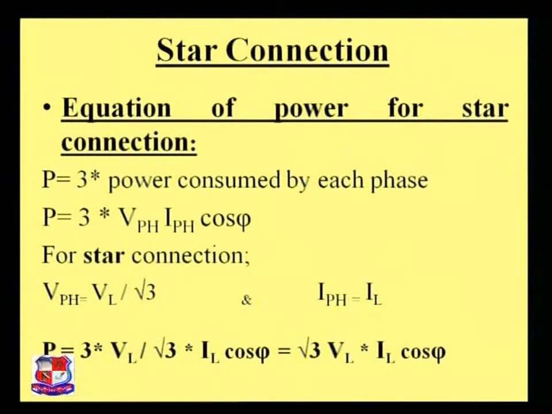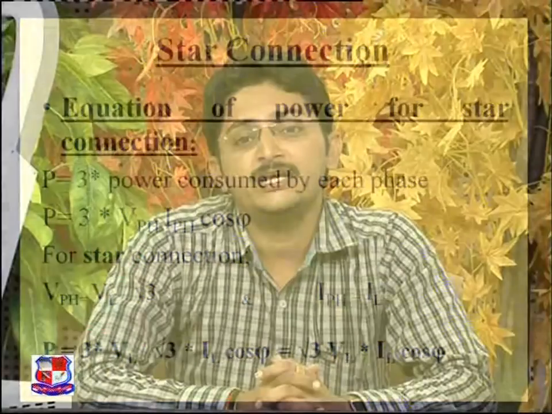The power consumed in a star connection and in a delta connection are both the same, so there is no need to worry about that. This is a 3-phase connection, that's why we take the factor 3 instead of 1 as in a single phase. So P equals 3 times the power consumed by each load. We can write P equals 3 into VPH into IPH into cos phi.